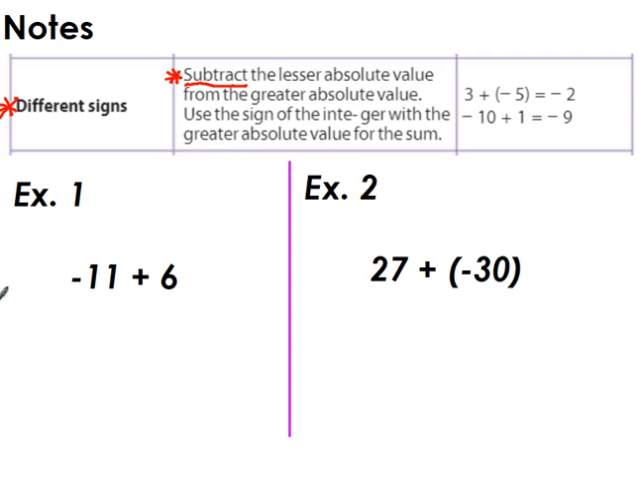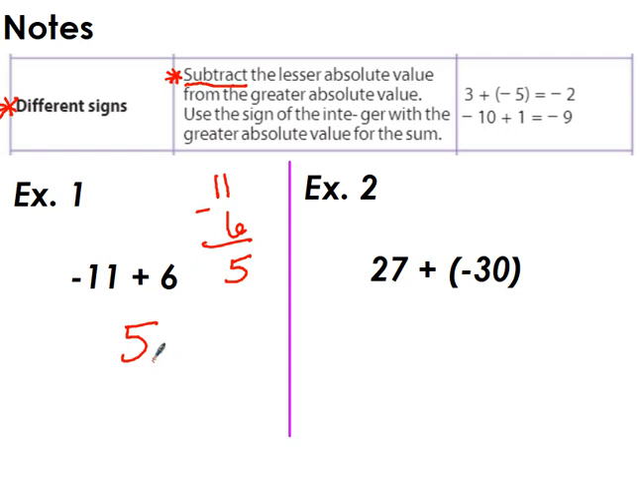Let's look at this first example, -11 plus 6. I am adding two numbers with different signs, so I know I have to subtract them. I'm always going to put the larger number on top and subtract the smaller number on the bottom, so I can actually complete my subtraction. 11 minus 6 is 5. So I have that part down.